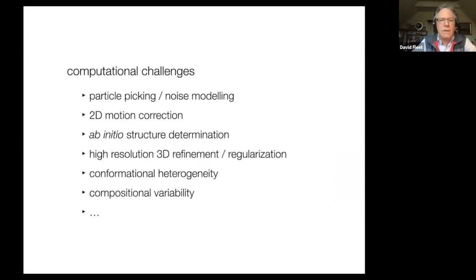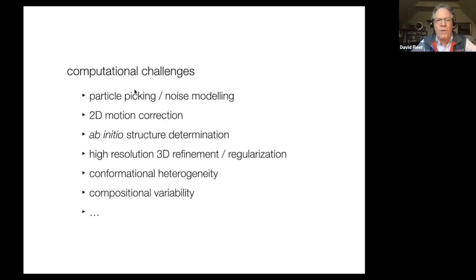Before I get to that, actually, sorry. For any of you who are interested, there are all sorts of challenges in this space, and I'll just mention some of them. The first one is these images are incredibly noisy. How do you even find the particles in the first place?